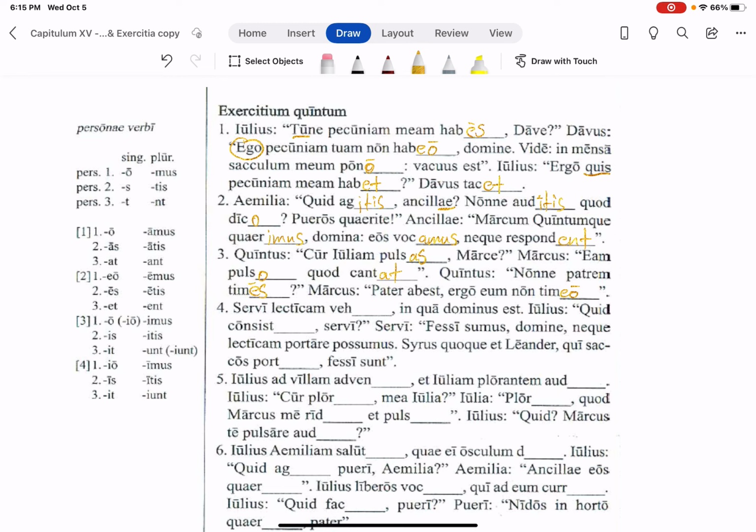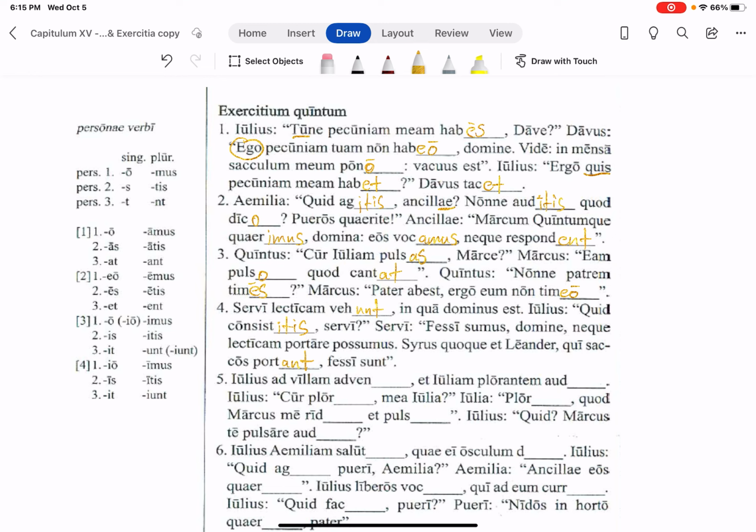Bene. Number 4. Servi lecticam vehunt, in qua dominus est Julius. Quid consistitis, servi? And he's saying, why do you all stop, O servants? Servi, fessi sumus, domine, neque lecticam portare possumus. Cirrus quoque et Leander, qui sacos portant, fessi sunt.